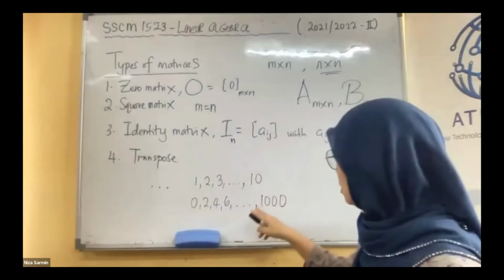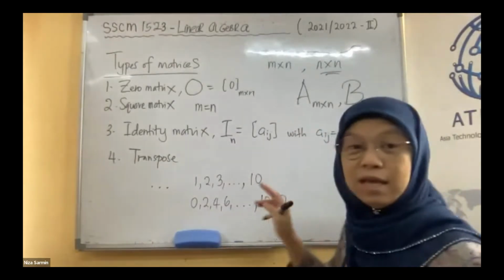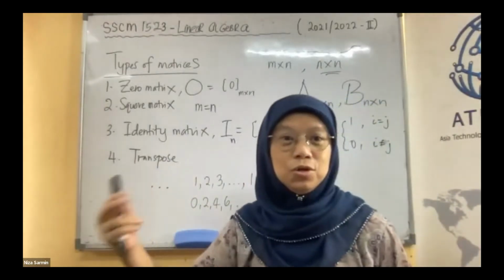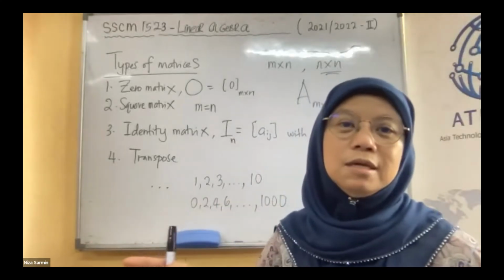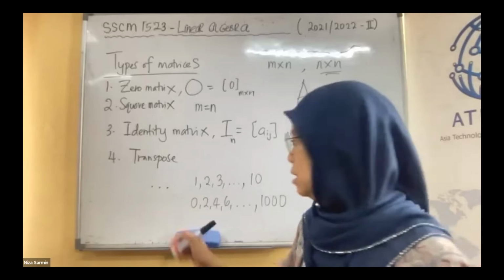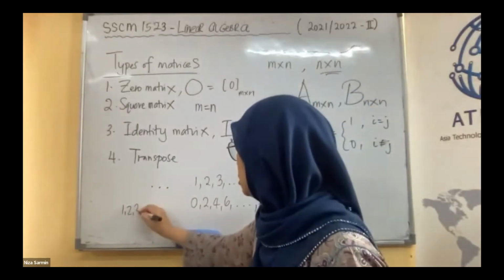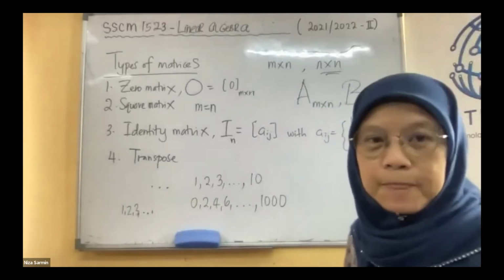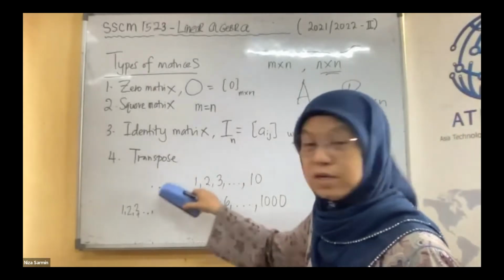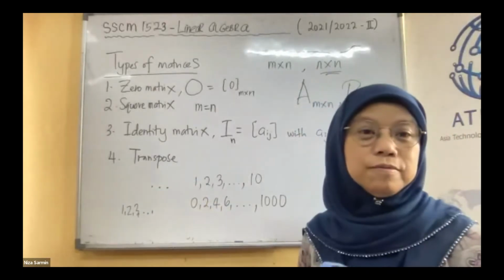You know already, the one before this maybe 998. So it's just dot, dot, dot means the missing pattern, the missing elements in between. If you go 1, 2, 3, that's it at the end. So this is the name of the symbol, dot, dot, dot.